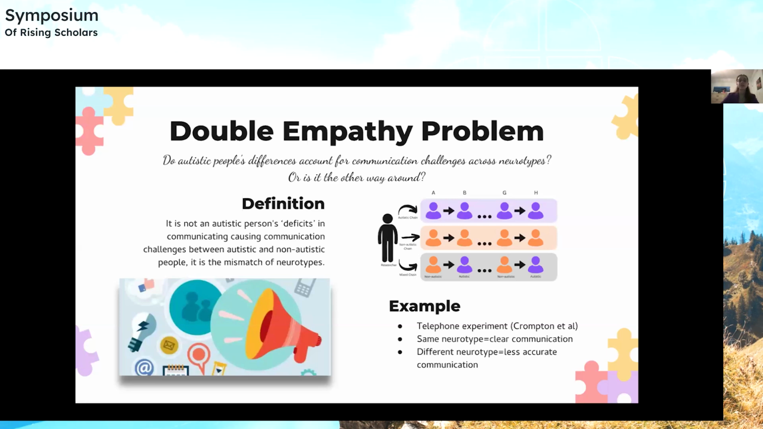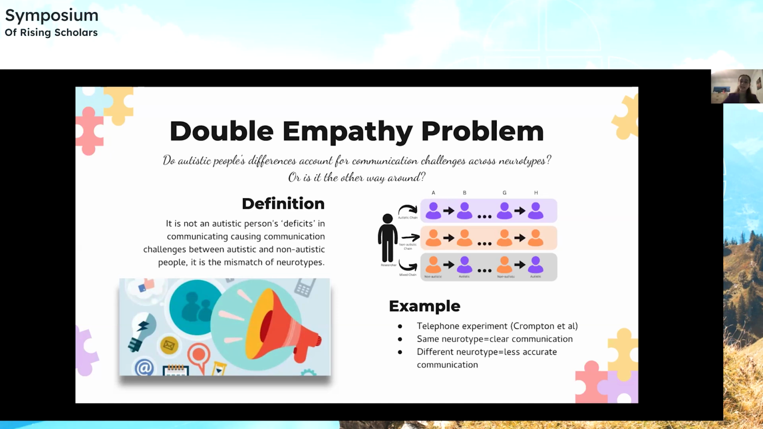Finally, I'd like to introduce the double empathy problem. The double empathy problem was a term coined by autism researcher Damian Milton in 2012 and essentially states that autistic people are not the ones responsible for difficulties in communicating among neurotypes. It is actually the mismatch of neurotypes, communication between autistic and non-autistic people, that accounts for the challenges experienced in communication.